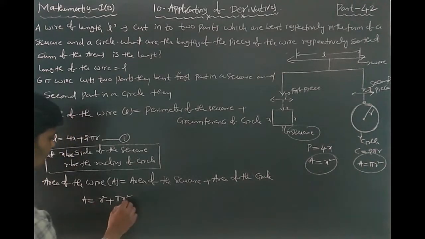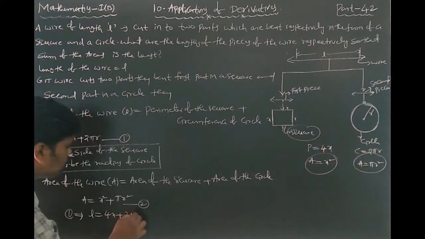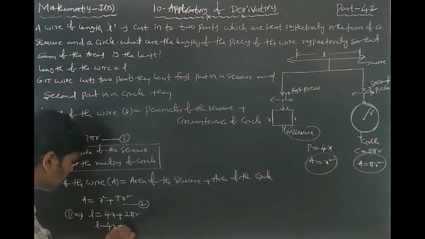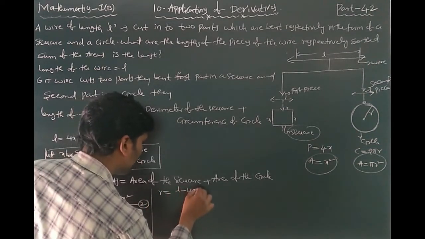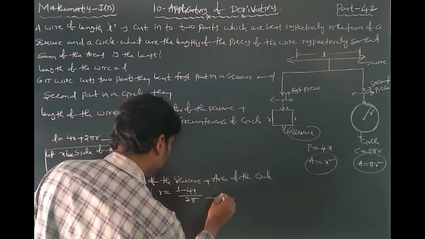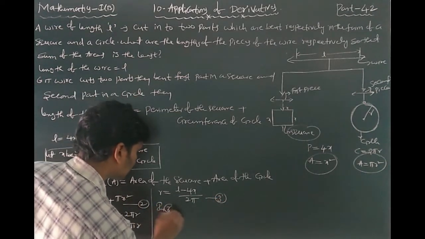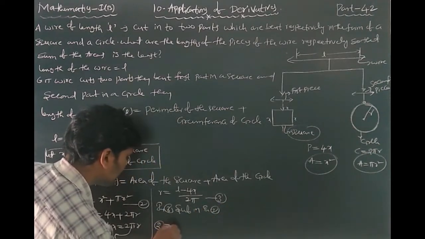After that, you can write this is equation number 2. Here equation 1 implies L equal to 4x plus 2 pi r. What is the value of r? Here L minus 4x equal to 2 pi r. Then r equal to (L minus 4x) by 2 pi. This is equation number 3. This r value is substituted in equation 2. What is the area?